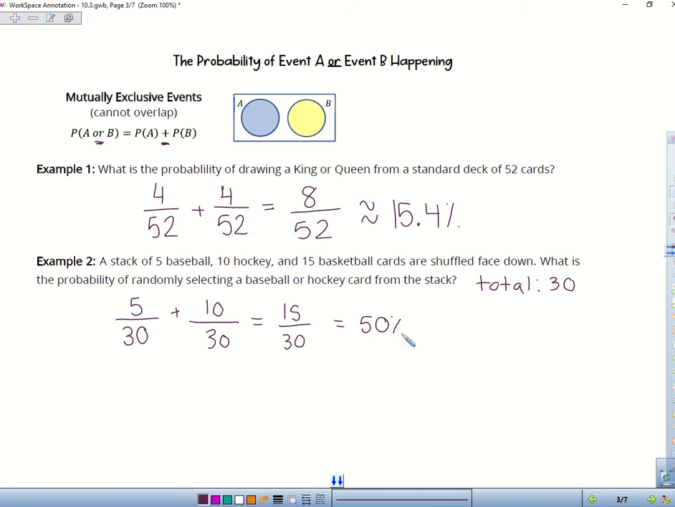Which makes sense because half of the cards we have are baseball and hockey, correct? Those represent half of the stack. So do we have any questions about that form of probability? A lot of probability you've also probably seen in passing on your own, like through life. And it is a little bit intuitive as well, some of it.